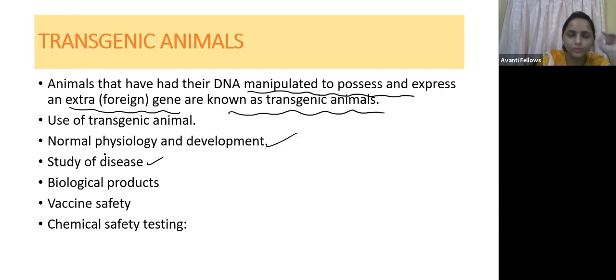Okay, so to study, for example, a specific disease, we cannot take a human, right? So at that time, we are going to take a transgenic animal for studying the diseases and biological byproducts. I already told you that. So insulin, which is produced from the modified animals or from the modified bacteria, that is why we are going to use this for the biological product. Okay, biological product. And the third one is vaccine safety.